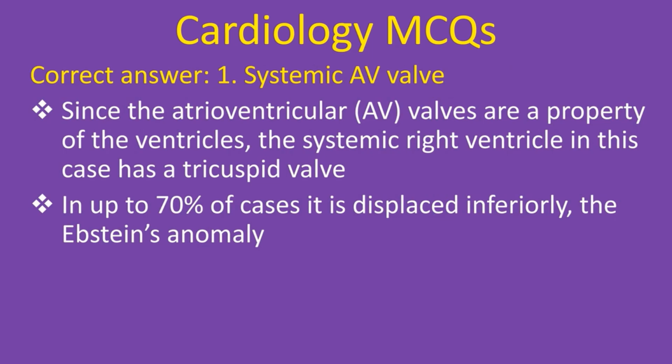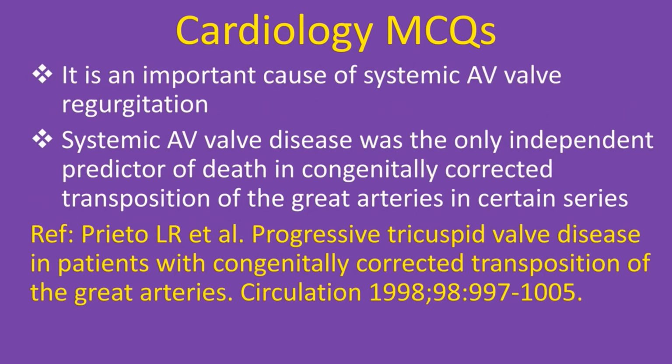Since the atrioventricular valves are a property of the ventricles, the systemic right ventricle in this case has a tricuspid valve. In up to 70% of cases, it is displaced inferiorly, the Ebstein's anomaly. It is an important cause of systemic AV valve regurgitation. Systemic AV valve disease was the only independent predictor of death in congenitally corrected transposition of great arteries in certain series.